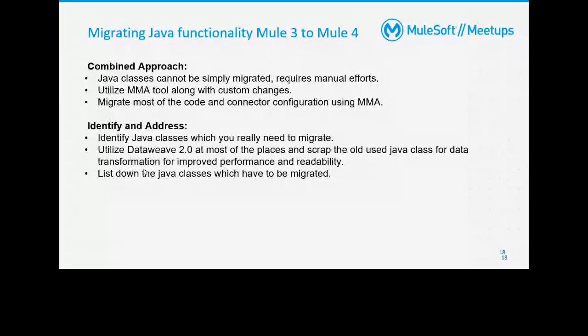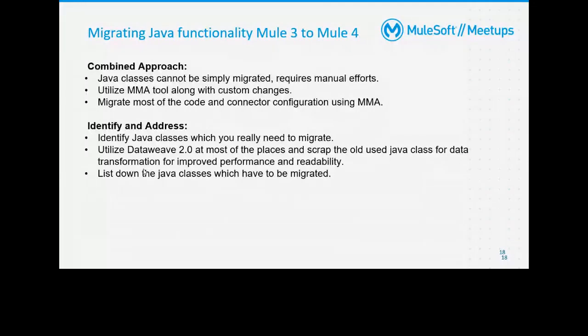How we should do it. So combined approach, what does it mean? Like, you use Mule Migration Assistant, MMA, as well as your manual efforts. So if you have code in Mule 3 and it has HTTP, database, all sorts of connectors, you use your MMA to run the script and create those connector configurations. Keep it aside. You just keep that code somewhere and migrate it with MMA like this. You can rename that project. So this is the combined approach.